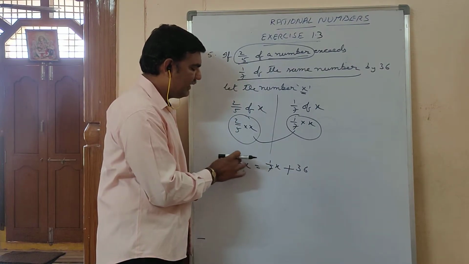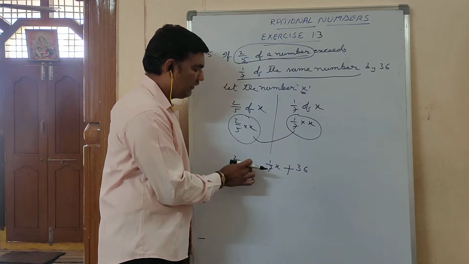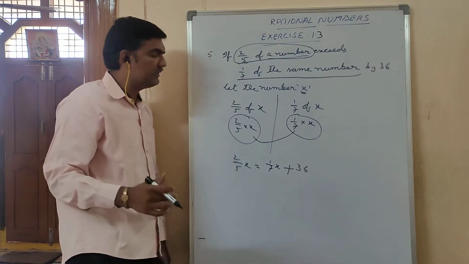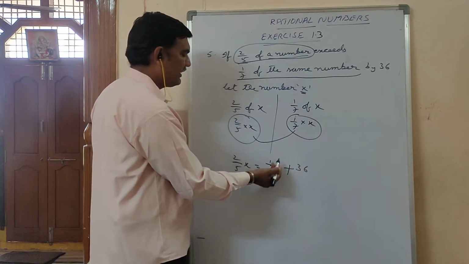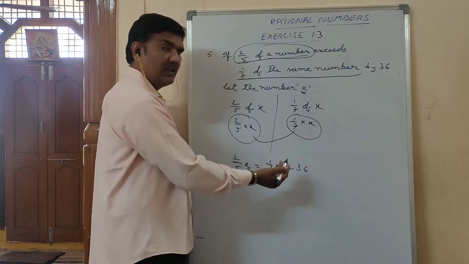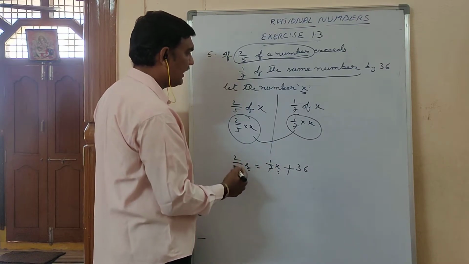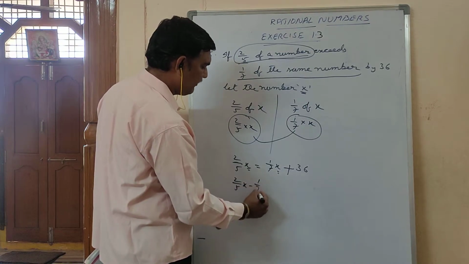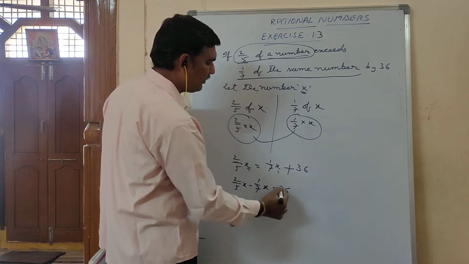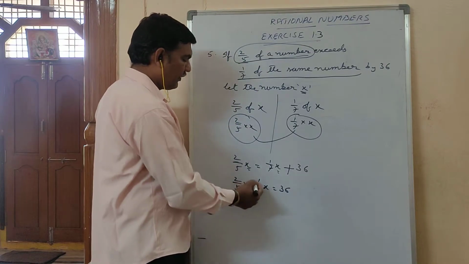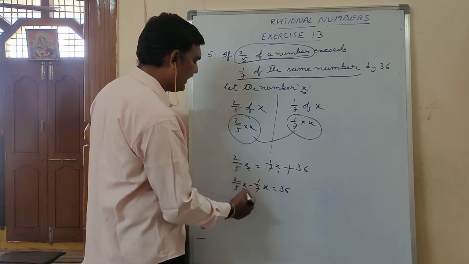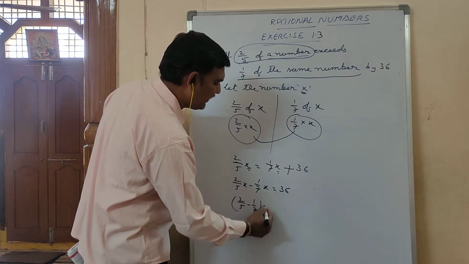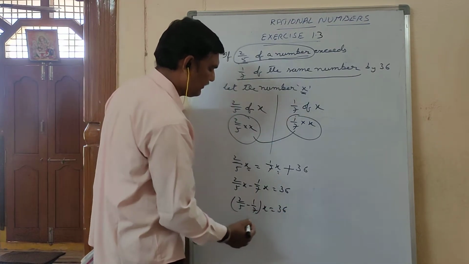Otherwise, you can write directly from 2 by 5 of x: if you subtract 1 by 7 of x, you are getting 36. So 1 by 7 of x, this is x, this is x. Like terms you have to take to one side. Then 2 by 5 of x minus 1 by 7 of x is equal to 36. So you can take LCM or you can take x as common. 2 by 5 minus 1 by 7 into x is equal to 36.